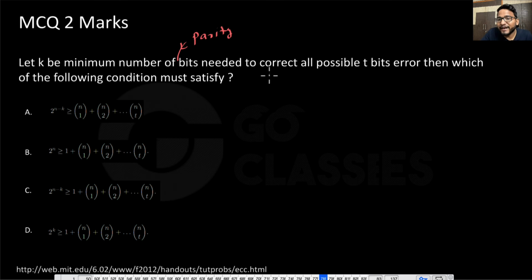See, they are saying correct all possible t bits of error. That's something nice here, right? So they want to correct t bits of error. Earlier we were just correcting 1 bit of error, right? Then which of the following must satisfy? So let's suppose that r is the number of parity bits. Okay, they are saying k. Anyway, let's take it k. So they are saying k is the number of parity bits.